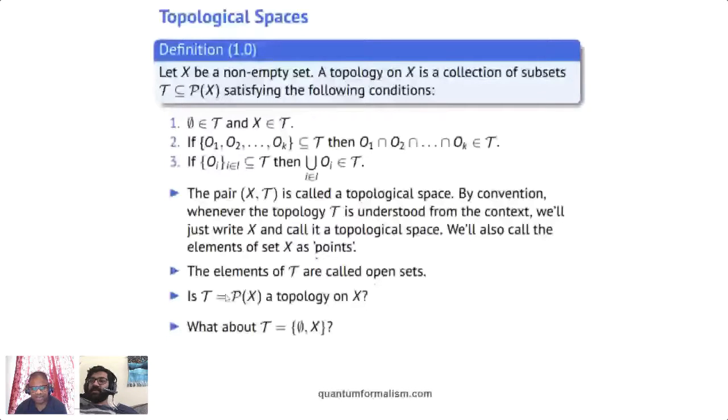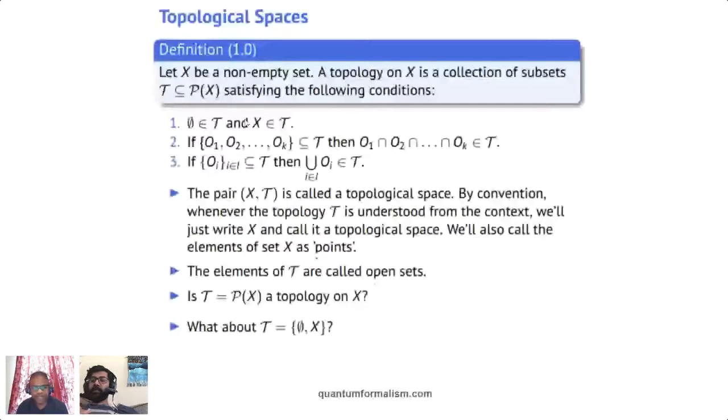Is this a topology on X, the power set? If we take T to be the entire power set, let's look at it. The power set is the collection of all subsets of X. So definitely X is a subset of itself, so X is also there, right? And the empty set is certainly there, because remember, the empty set is a subset of any set. This is naive set theory 101, okay? So it satisfies this first condition, certainly, right?